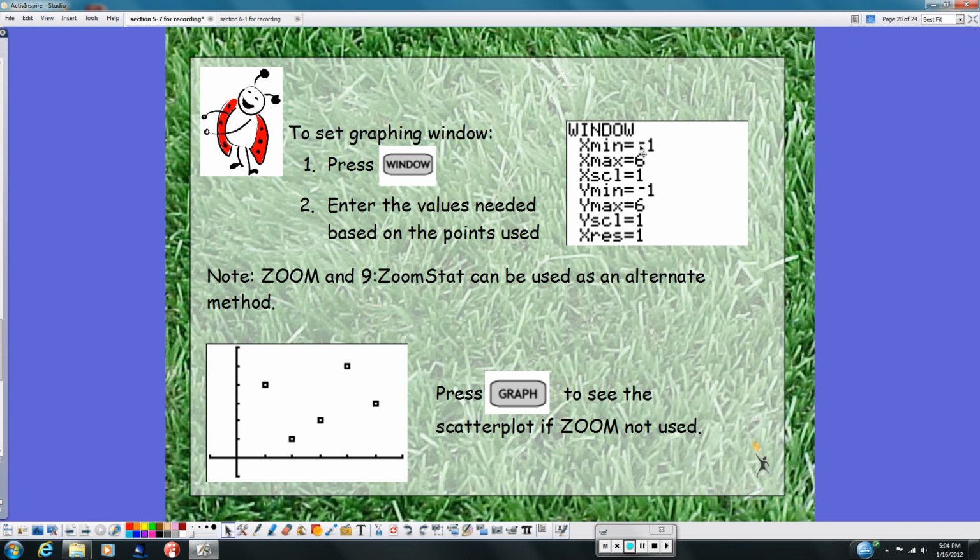So the x-min I would say is 0, x-max we'll say is 70 counting by tens. Y-min we'll say from 0 to 70 again counting by tens, and the resolution we never change. Then you can go ahead and press graph and it'll show you a scatter plot. Again, ours is going to look a little bit different than theirs because we use different data.